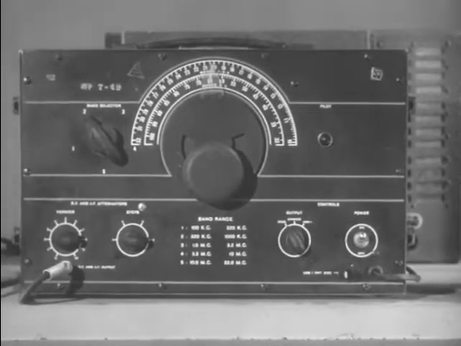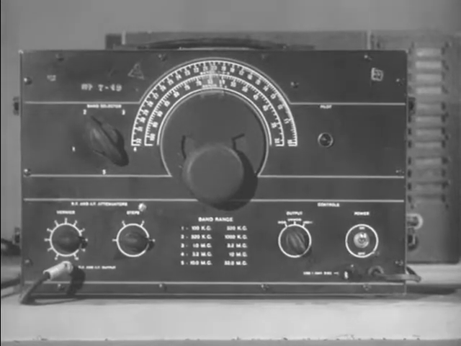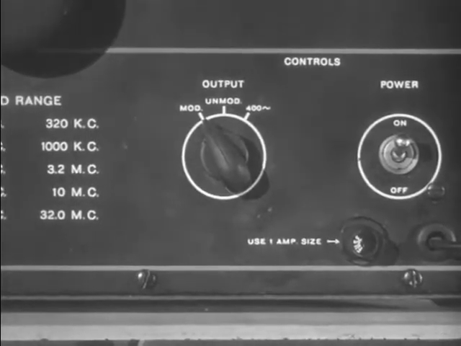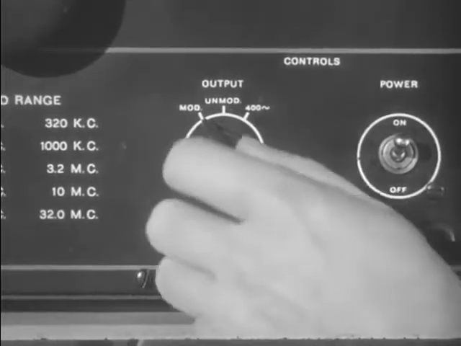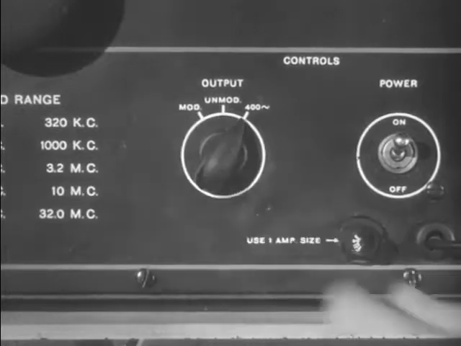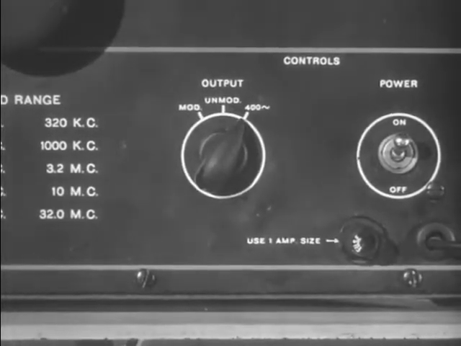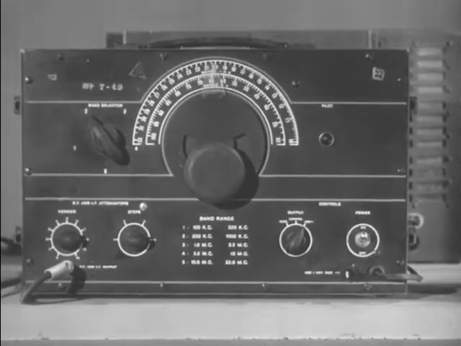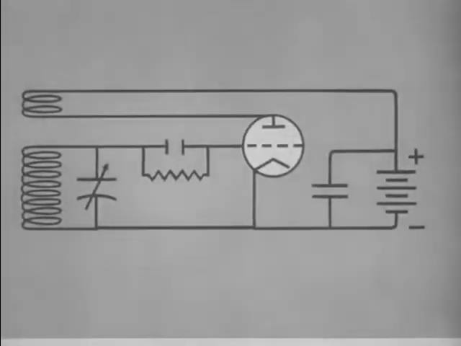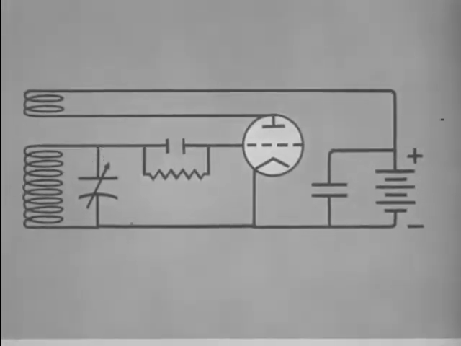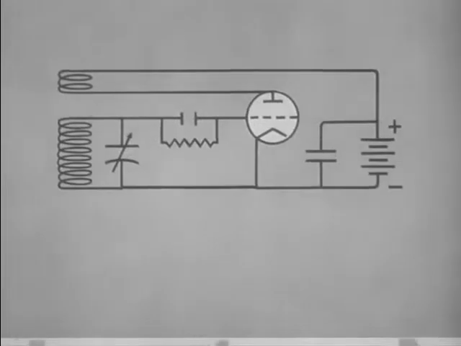Next, for an explanation of modulation. Note the output switch. It is marked modulated, unmodulated, and 400 cycles. Radio frequencies, being above audible range, cannot be heard. To make it possible to hear our RF signal, it must be modulated with an audio signal. Now back to the Tickler oscillator circuit. Suppose it is producing a radio frequency signal, which looks like this.